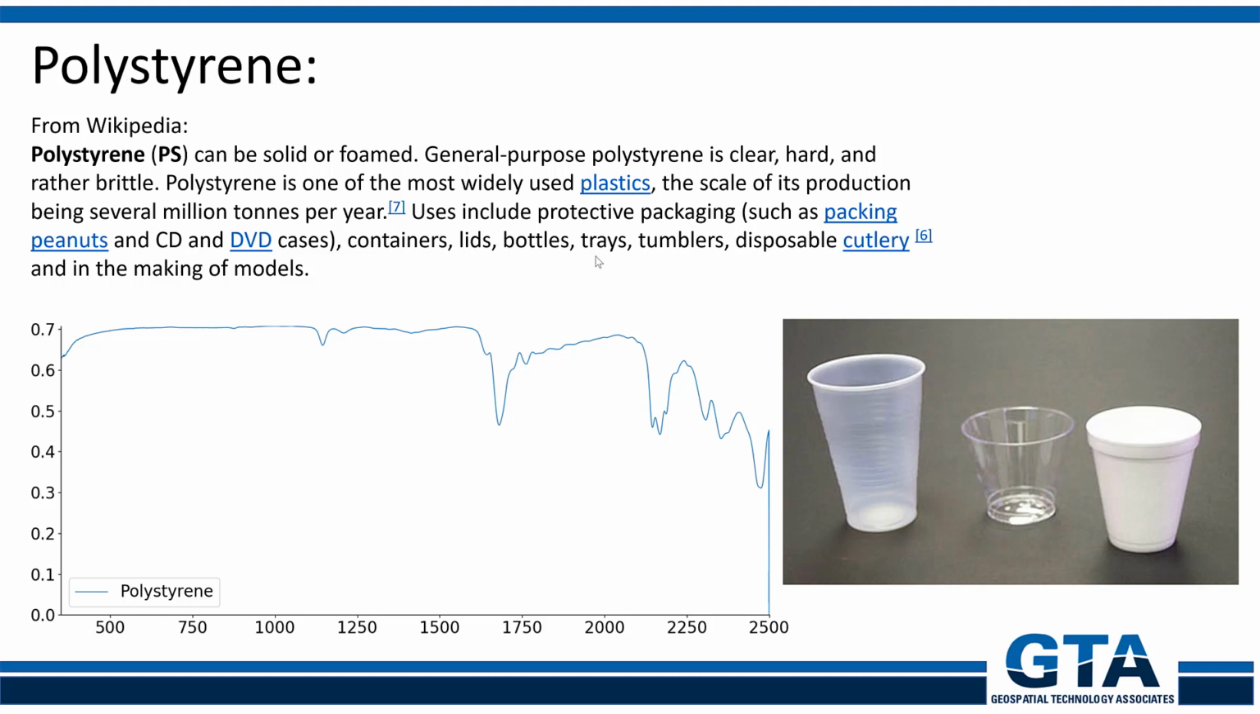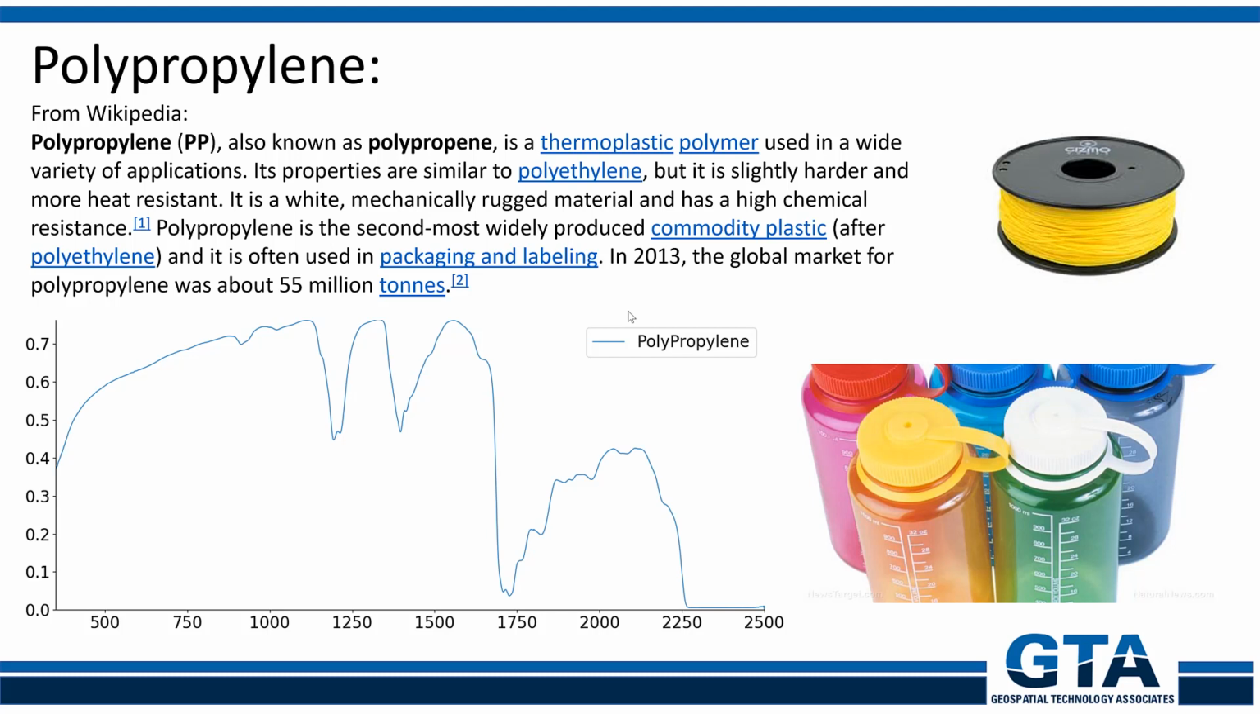The next polymer spectra is polystyrene. You can see this polymer tends to be used in small items, so it's not something we expect to have a lot of, but we're going to have it in our library as a polymer to be looking for as well. Polypropylene is another important polymer. It's again used for small things, food containers. Here's a polypropylene cord, and here's a spectra that we're going to be using for polypropylene.